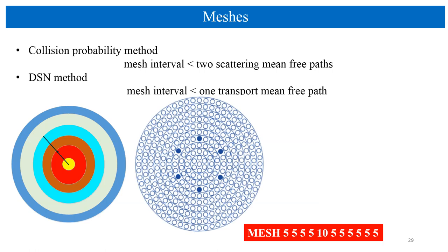After defining the meshes, I have built this geometry, and for each array I take some meshes. Now we finished building the geometry here. The black rods may mean rods that contain different burnable absorbers.